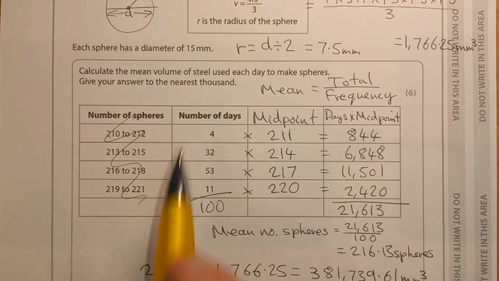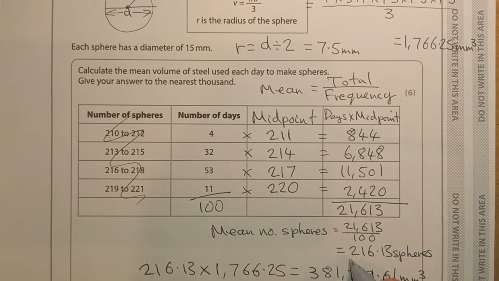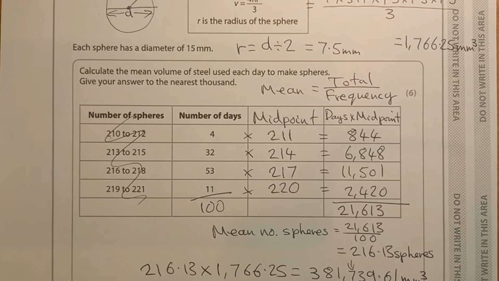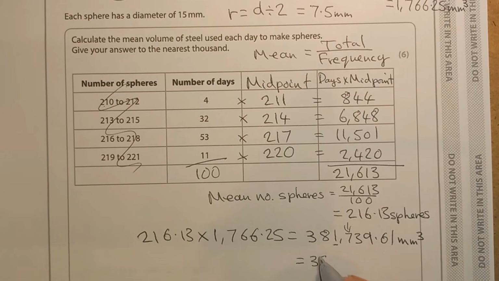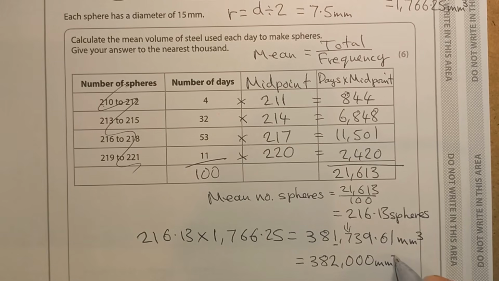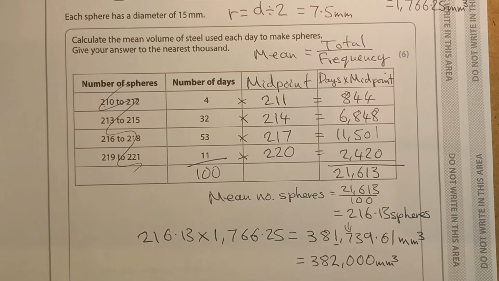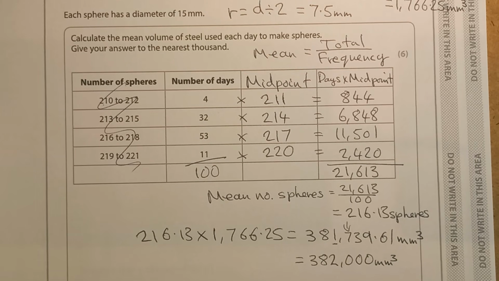It does say give your answer to the nearest 1,000. Well, where are my thousands? Well, this is my 1,000, so I look at the digit afterwards. This is more than 5, so I'm going to round it up. Rounding up, that means that becomes 382,000 millimeters cubed. Okay. And that's the end of the paper. So quite a tricky way to finish there, but it's a big 6-mark question.